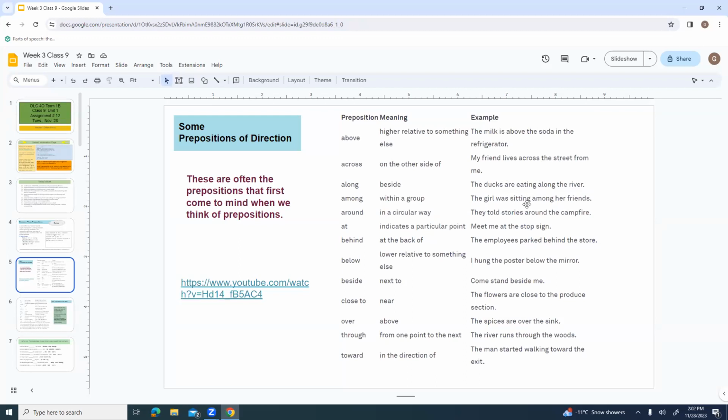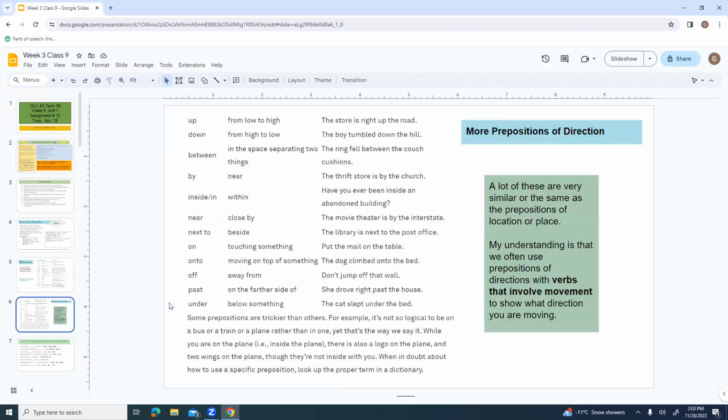The girl was sitting among her friends. They told stories around the campfire. Meet me at the stop sign. The employees parked behind the store. I find these ones are really great for helping us to visualize what's going on in the sentence. Here are some other ones: up, down, between, by, inside or in, near, next to, on, onto, off, past, or under. Some prepositions are trickier than others.